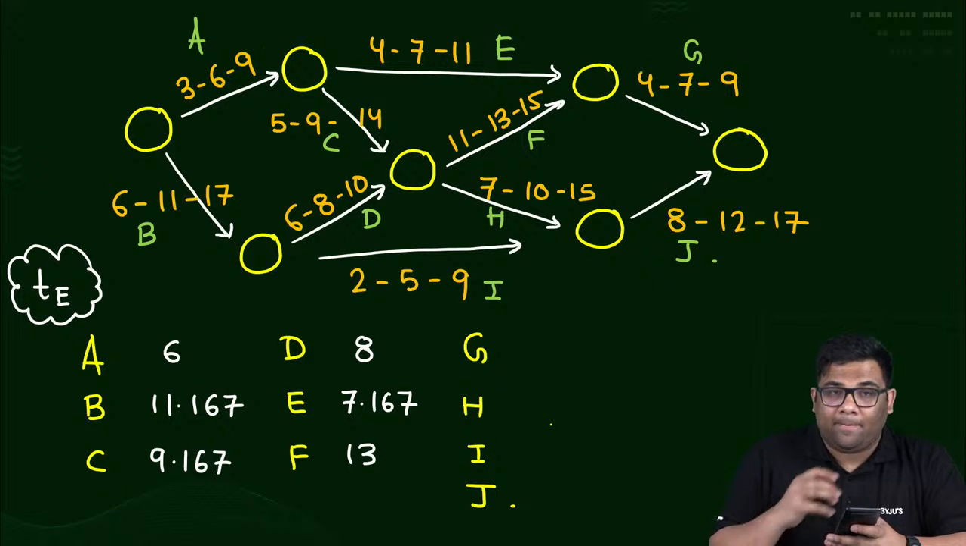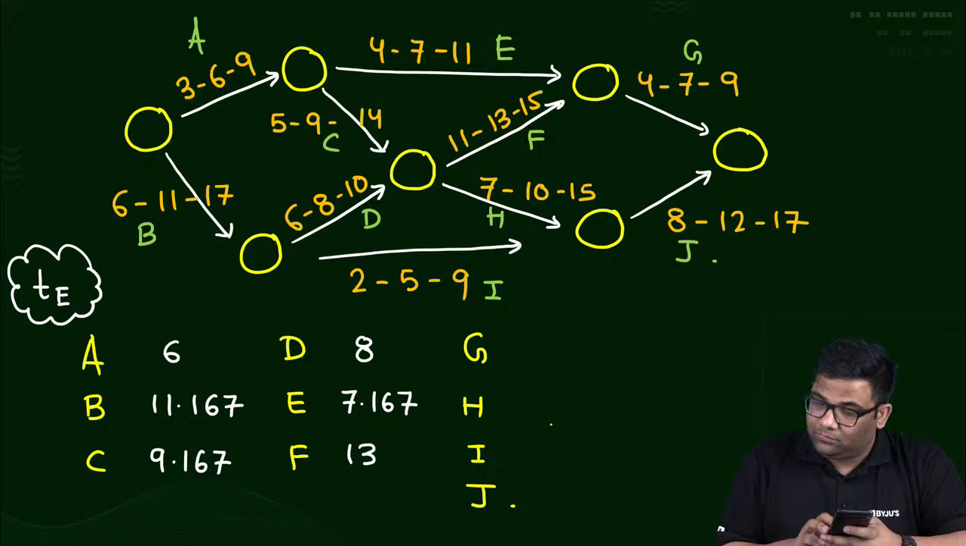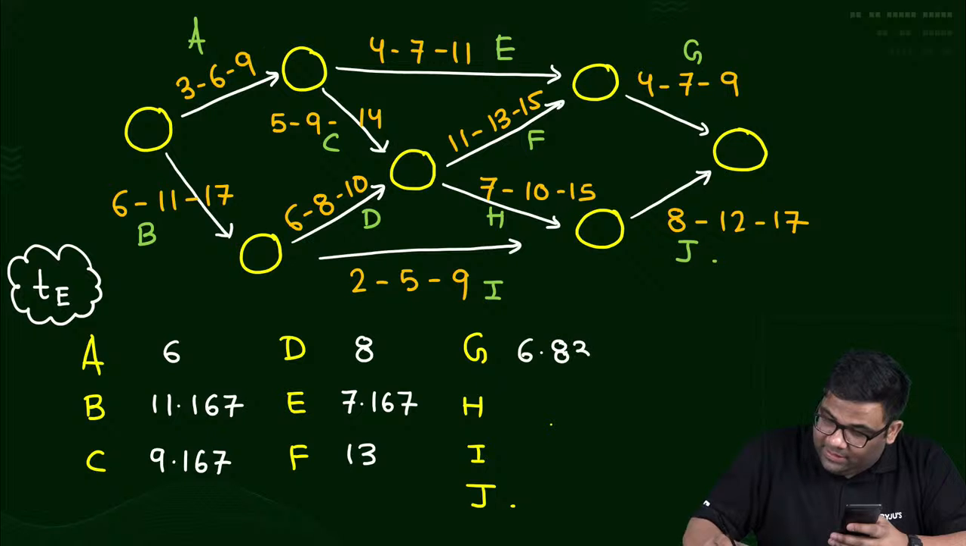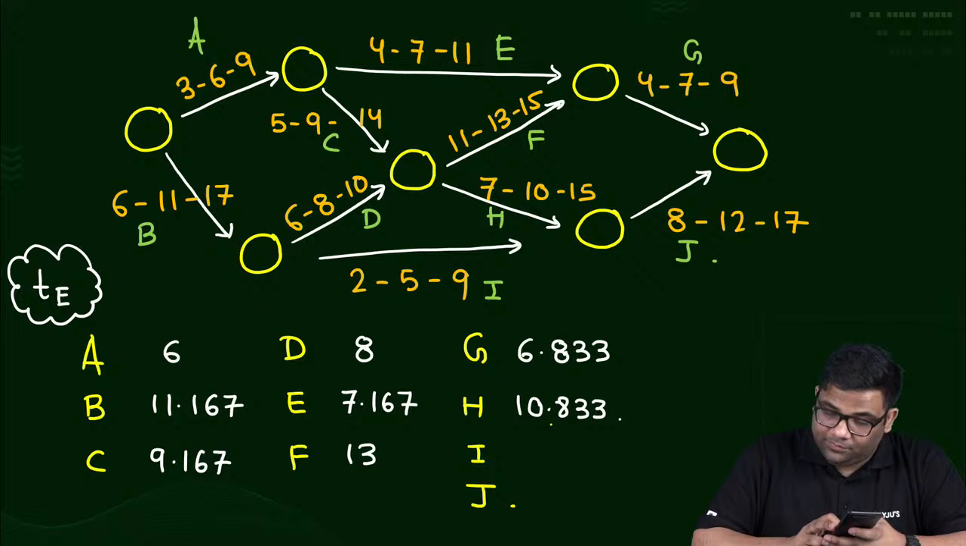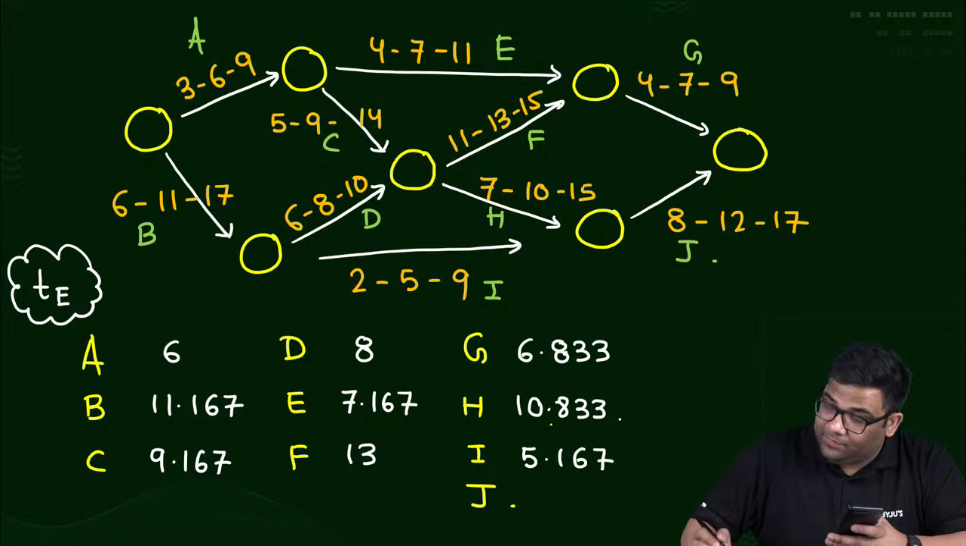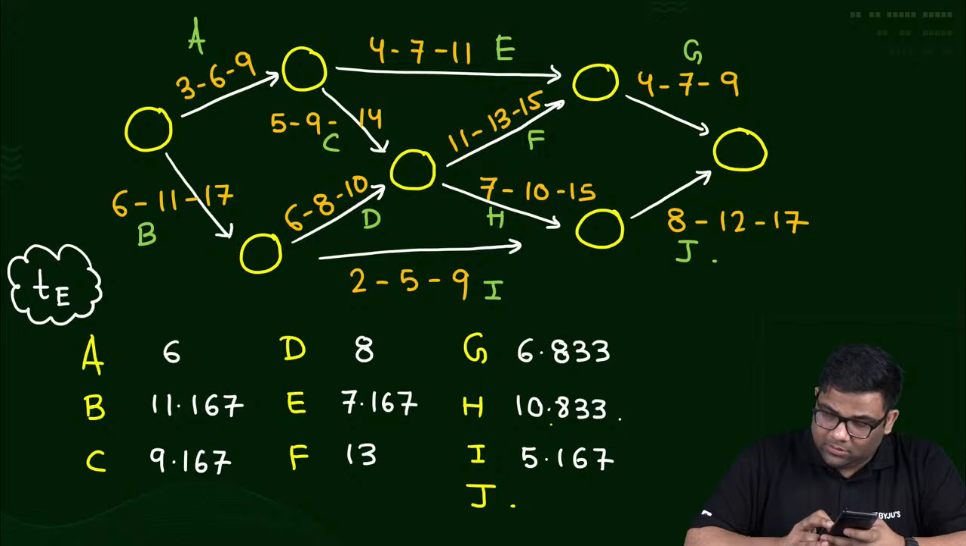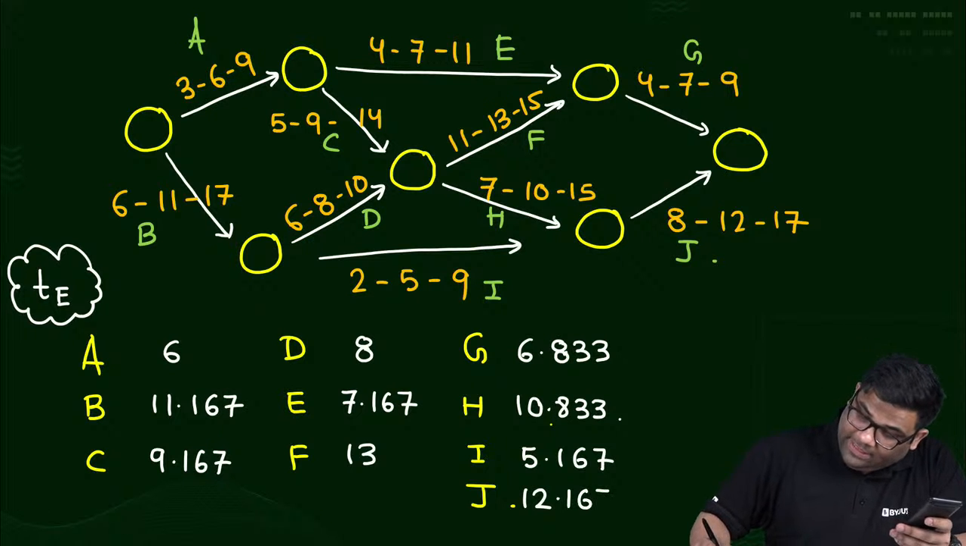Yes. G, anybody got? G is 6.83, right? Yes, 6.83. Take 6.833. H is how much? H is 10.833. I, anybody got? I is 20 plus 11, 31 divided by 6, 5.167. And J, the last one, is 25 plus 48, divided by 6, 12.167. So these are the TE of each activity.